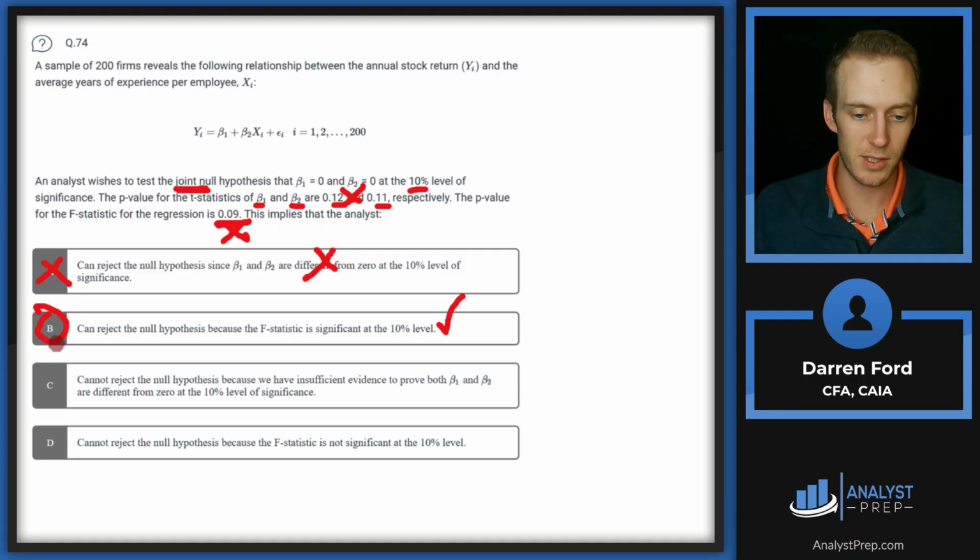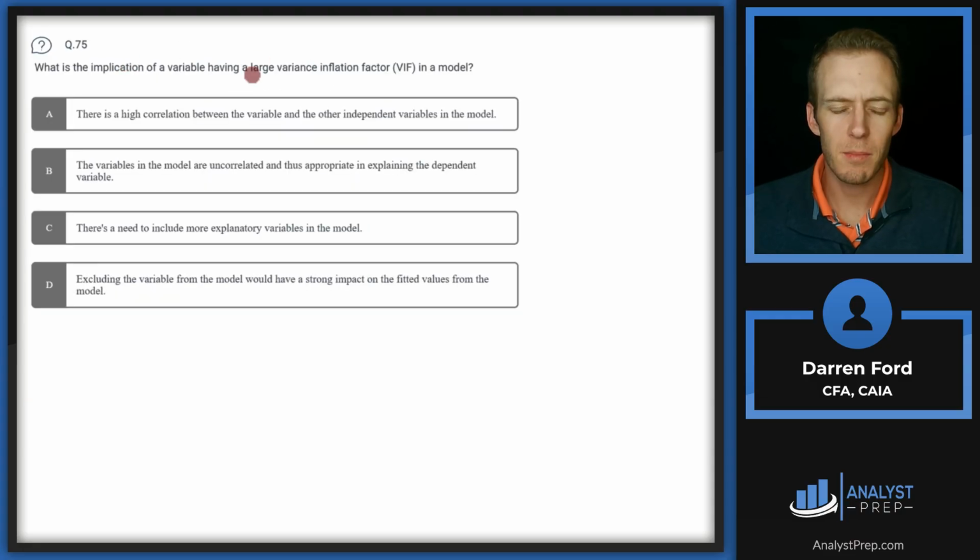Let's make sure we can rule out B and C, however. C, cannot reject the null because we have insufficient evidence to prove both B1 and B2 are different from 0 at the 10% significance level. We would be looking at the F-stat to determine that, so we can rule that out. And D, cannot reject the null because F-stat is not significant at the 10% level. It is significant because it's below the p-value of 10% at 0.09. Answer B.